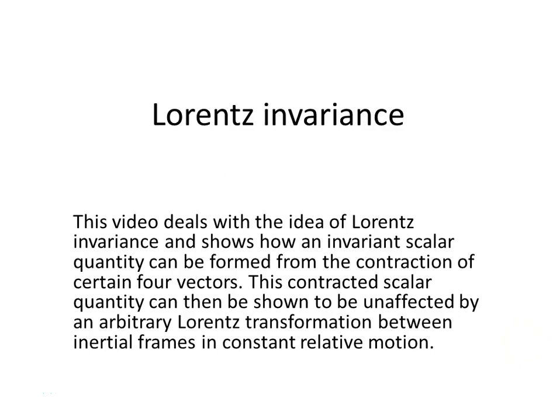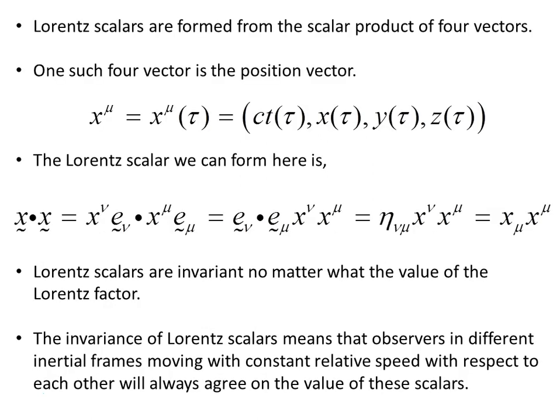This video deals with the idea of Lorentz invariance and shows how an invariant scalar quantity can be formed from the contraction of certain four vectors. This contracted scalar quantity can then be shown to be unaffected by an arbitrary Lorentz transformation between inertial frames in constant relative motion. So Lorentz scalars are formed from the scalar product of four vectors.